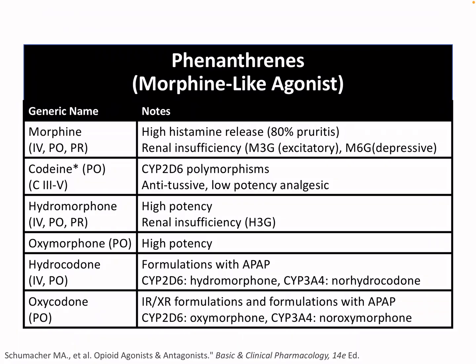When we look at different opioids, they do have some different properties of each of them. So, for example, morphine is associated with a lot of pruritus. It's because it has the highest amount of histamine release. One of the reasons why we use MONA-B therapy for patients with cardiovascular disease is because of the histamine release.